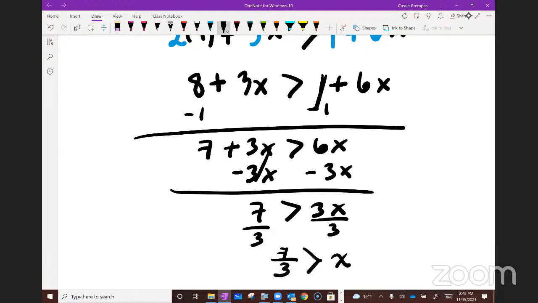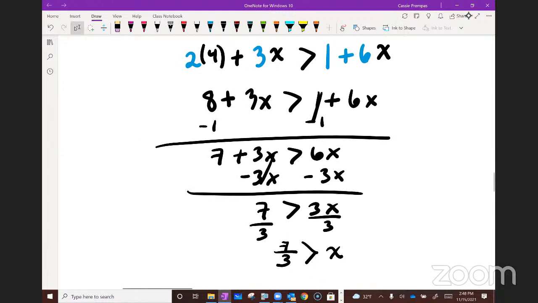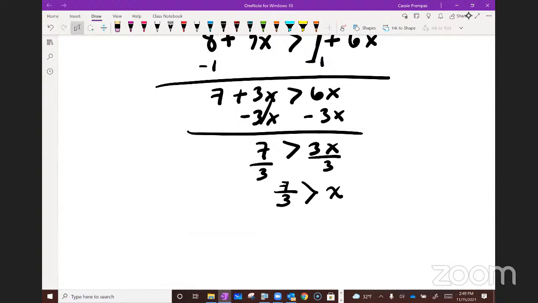Do you agree? Yeah, and how do you graph it? Good question. We're going to talk about graphing fractions properly. All right, ladies and gentlemen, you could say this as 7/3 has to be greater than x, or x has to be less than 7/3. Did we get that, Weston?